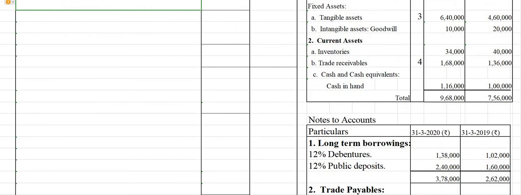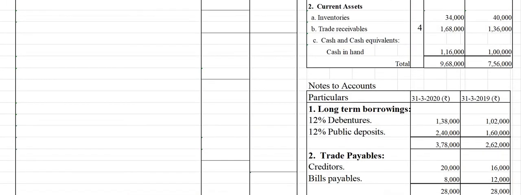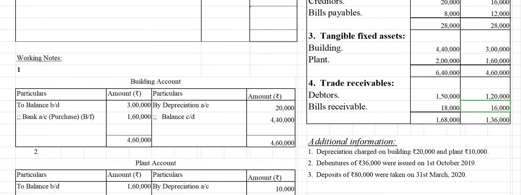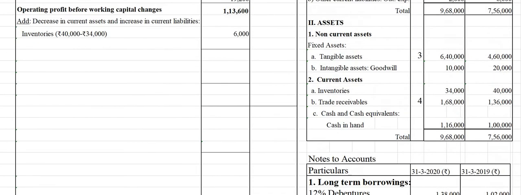Then next, trade receivables is current asset. Let us see current trade receivables, what happened. Note number 4, debtors. Last year it was 1,20,000. Now it became 1,50,000. That means debtors increased. Bills receivable also increased from 16,000 to 18,000. So current asset decrease only we need to take now. So we are leaving that for the time being. Afterwards we will see. Then we have to write here decrease in current asset and increase in current liability. So decrease in current asset is over.